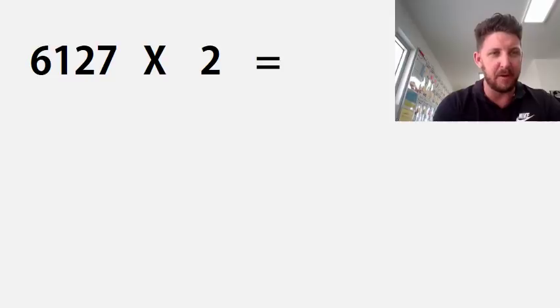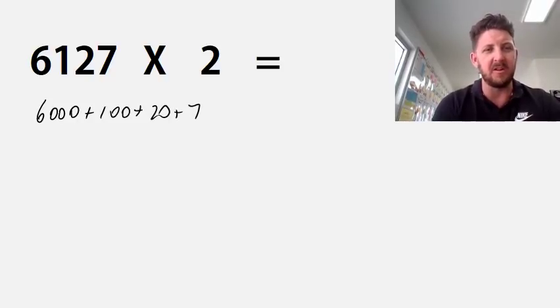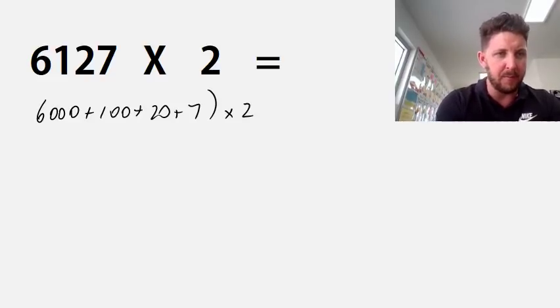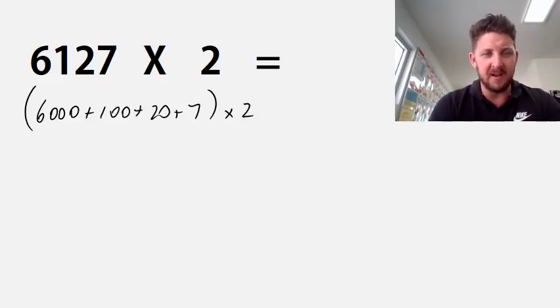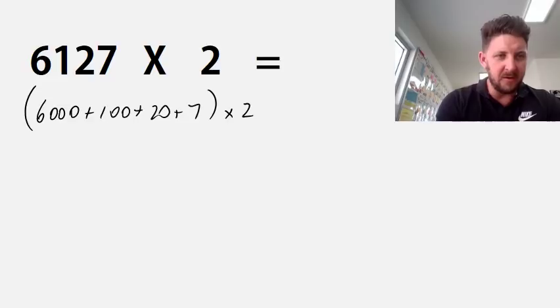Here's an even larger one now. We've got 4 houses. So let's break this down again. Split it up. So we've got 6,000. We've got 100. We've got 20. And we've got 7. So you can see that I'm expanding that number. Multiply it by 2. Now remember, put a bracket around those ones there. I'm then going to do the different parts.